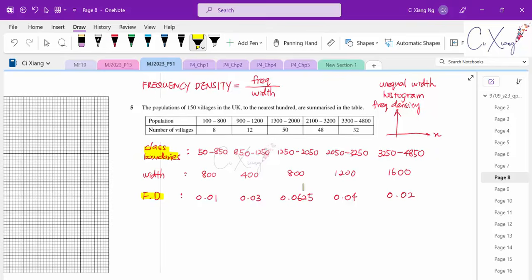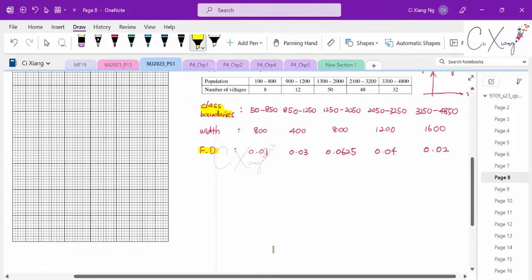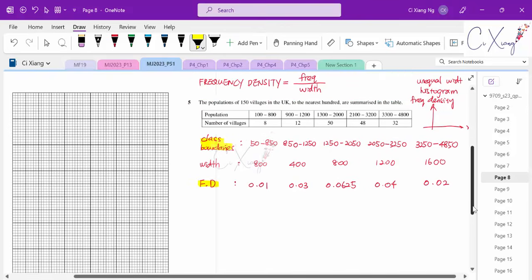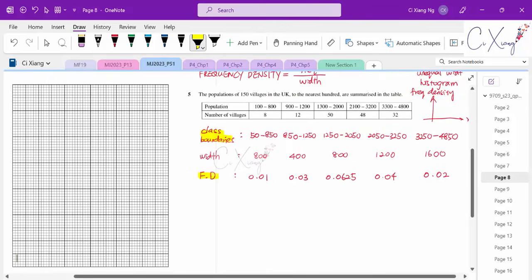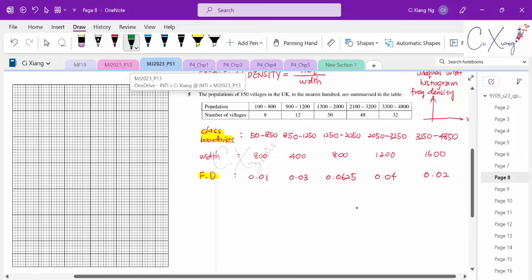All right. Okay, so let's start. Okay, so to sketch the histogram, maybe I adjust it slightly. I want to put everything inside this graph paper, sorry. Okay, so my lowest value for the x-axis will be 50. The highest value will be 4850. So what I'm going to do now is I will try to sketch the x-axis here.